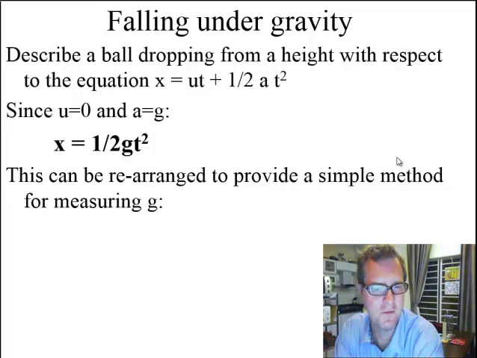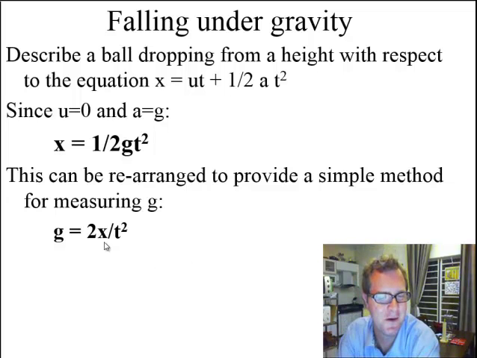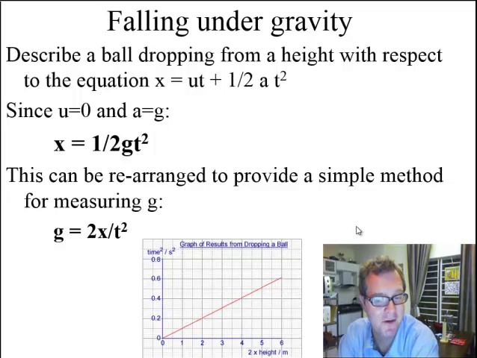This becomes really useful because we can rearrange for g, giving 2 times x divided by t squared. If we're making measurements with a ball dropping from a certain height x, and measuring the time, and we do this over a series of different heights, we can get a graphical result. If we plot 2x against time squared, the time it takes to reach the ground squared, then the gradient of this graph is going to give us a value for gravity, assuming there's no air resistance. So it's a common practical which people may use. So that's all the ins and outs of falling under gravity. I hope this helped.